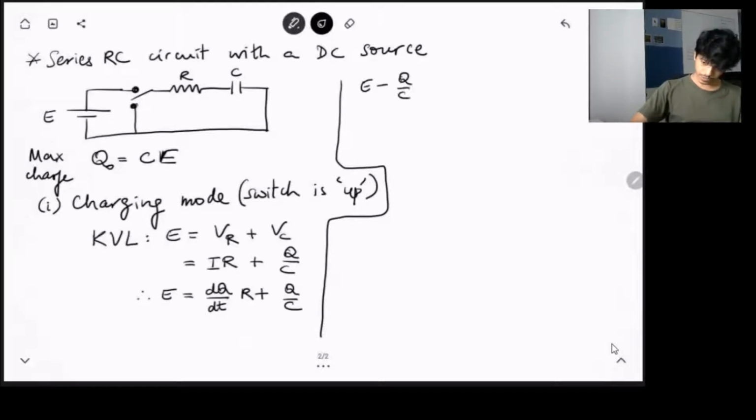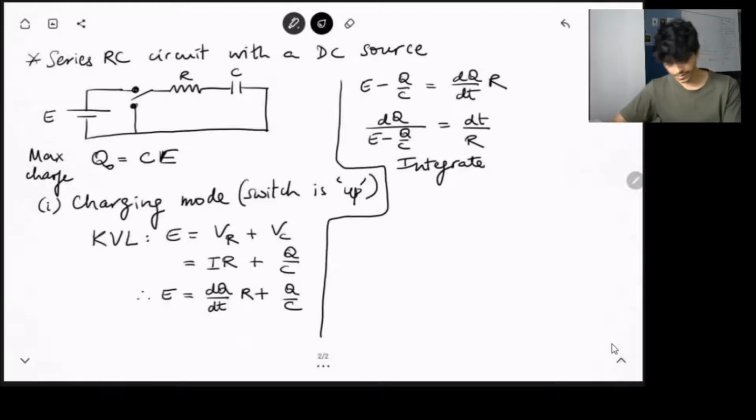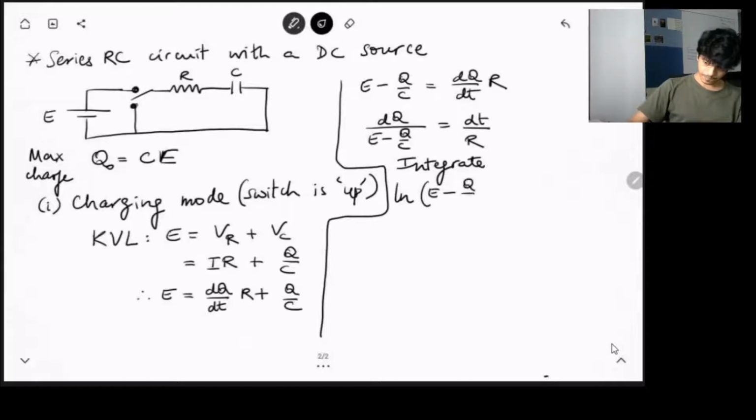So E minus Q over C is R dQ over dt. So dQ divided by E minus Q over C is dt over R. And this I can integrate because the variables are already separated. I have Q on one side, I have t on the other. So if I integrate this, on the left side I just have a log function. And I must also introduce a constant of proportionality. Let me call it K1.